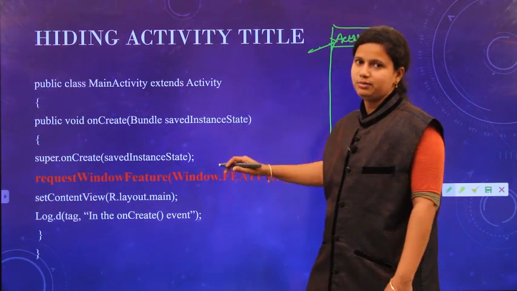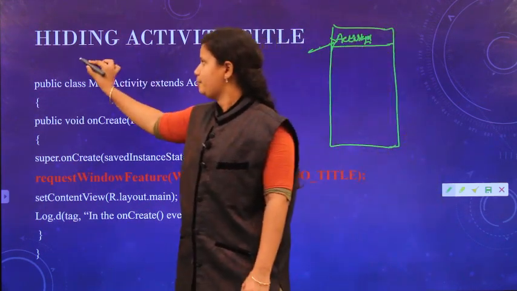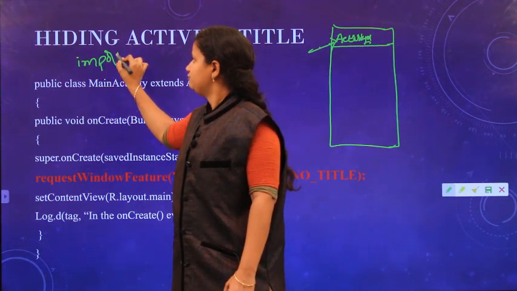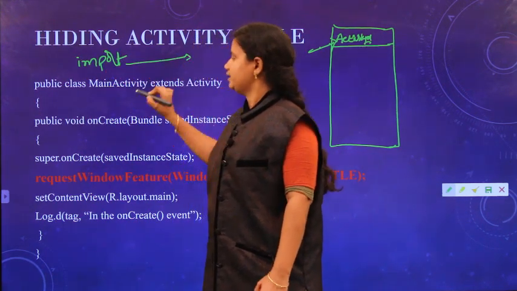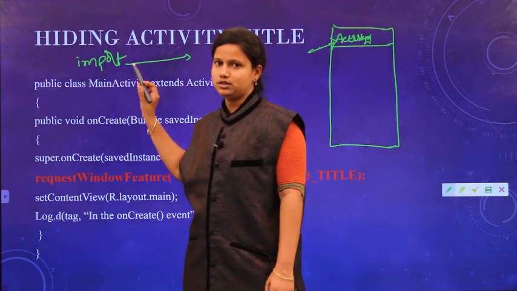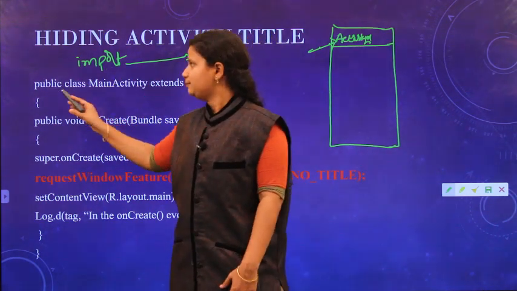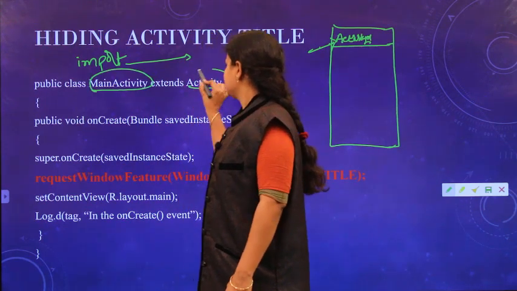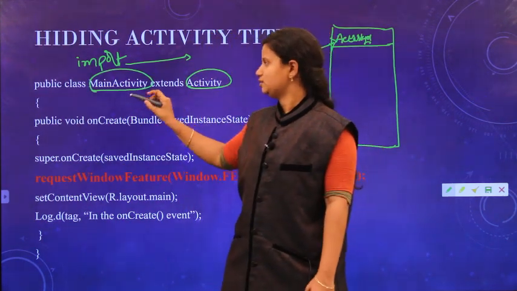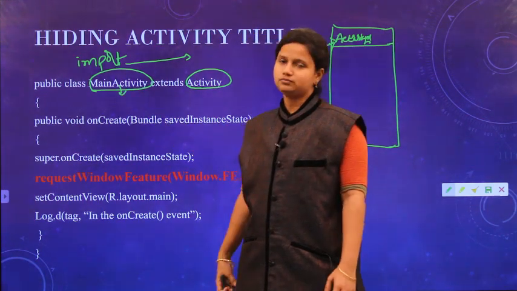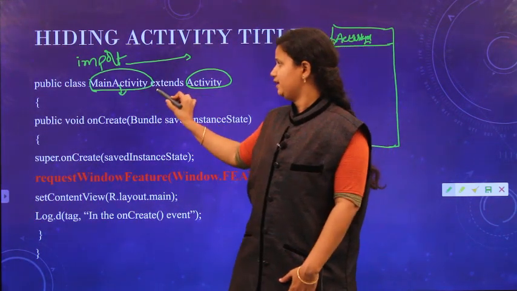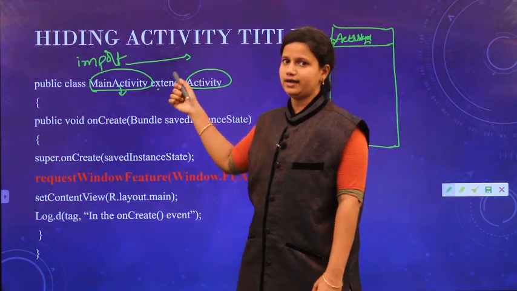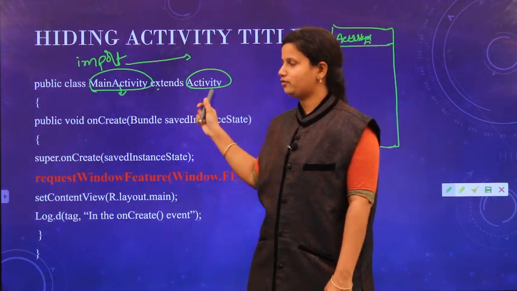In Java programming, the main thing is we have different import classes. After importing all these classes, we have a public class MainActivity which extends Activity. MainActivity is nothing but your file name. Each and every activity must extend the Activity class, which is already provided.